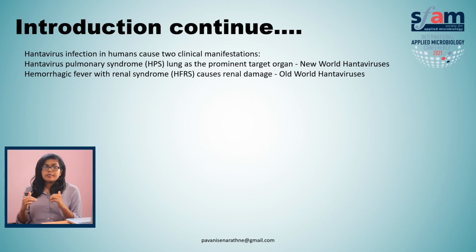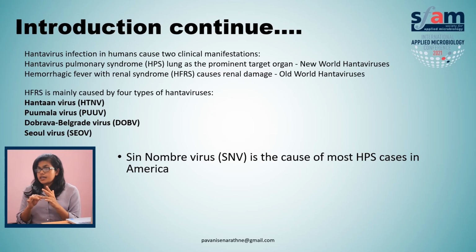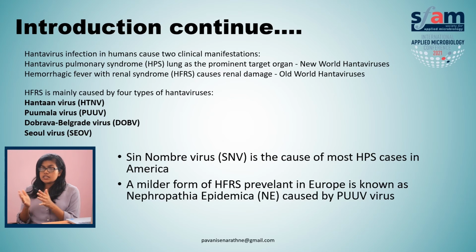And the other type is hantavirus pulmonary syndrome, which is simply known as HPS. HPS is caused by New World hantaviruses, and it is prevalent in North and Latin American regions. If you get HPS, your lungs will be attacked by the virus. And if you get HFRS, your kidneys will be damaged.